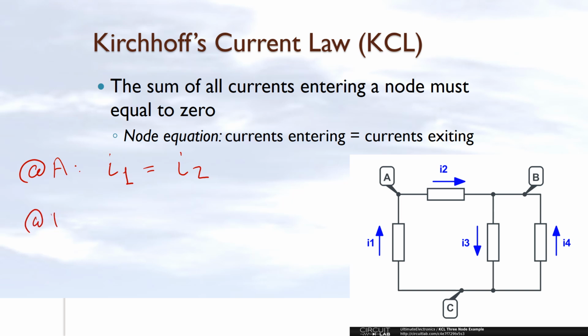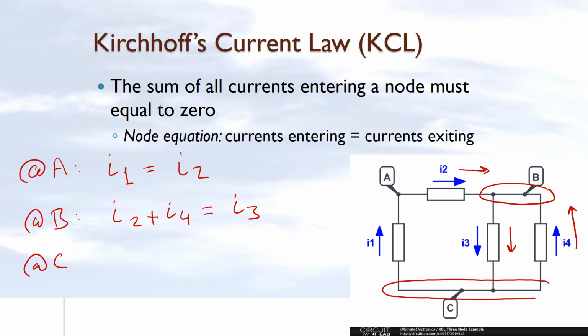Same for node B. So at node B here, we have I4 entering, I3 leaving, and I2 entering. So summation of current entering, I2 plus I4, should equal to I3, which is the leaving. Again, the intuition behind that is that no energy or no charge is being stored at that node. Finally, at node C, this is our node C, we have I3 entering, and we have I1 and I4 leaving.